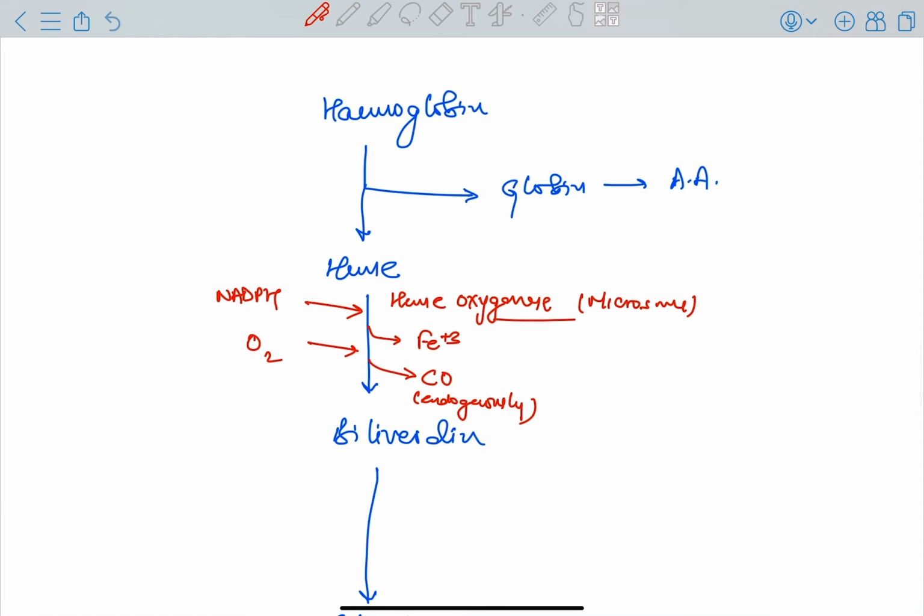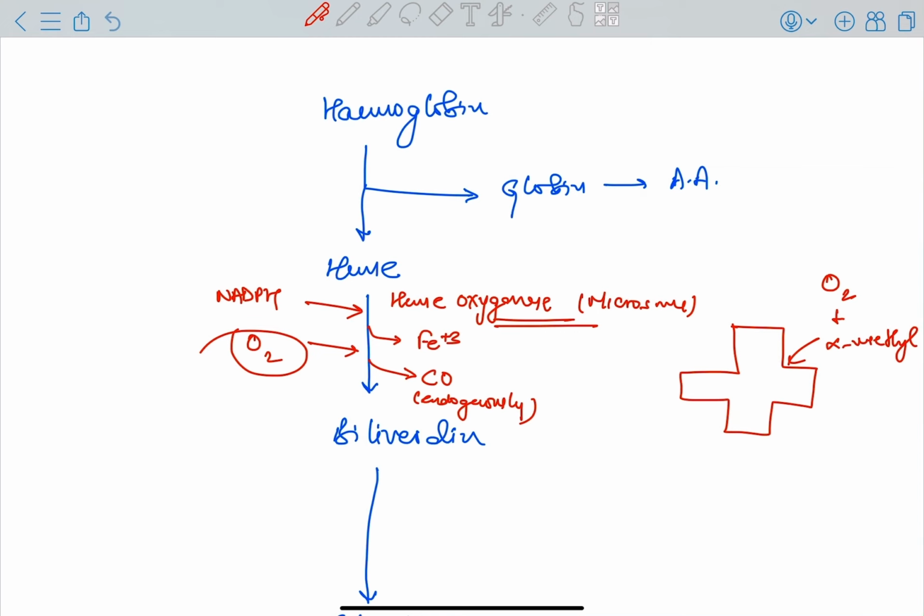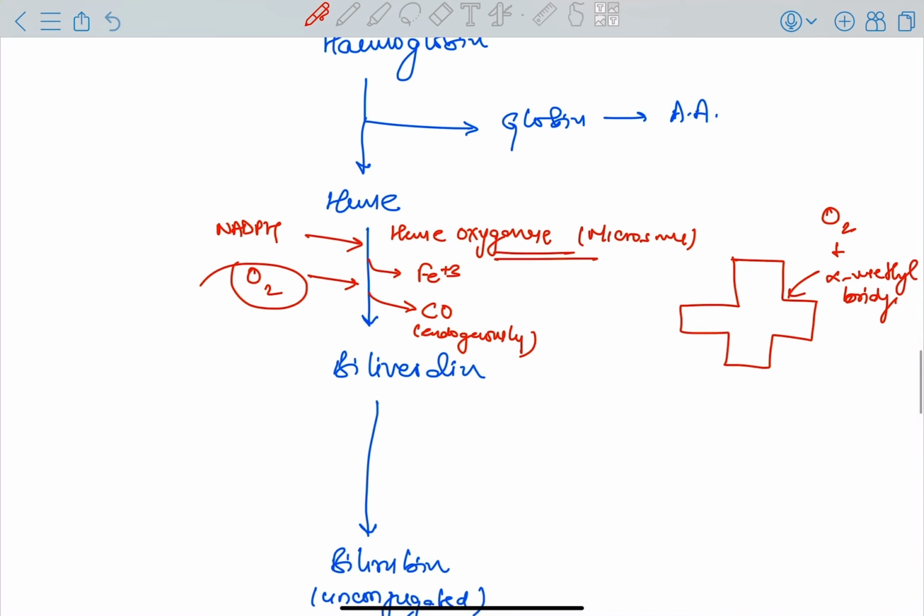What molecular oxygen does is it breaks the methynyl bridges, the alpha methynyl bridges. O2 basically acts on the alpha methynyl bridges to form the linear pyrrole biliverdin. This biliverdin is a linear pyrrole and is green in color.